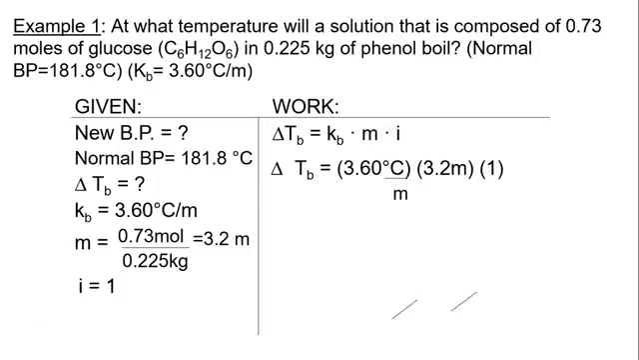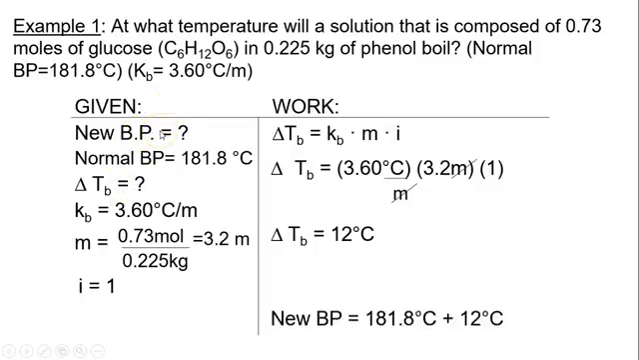And cancel out units that will cancel. So the molality cancels, and I get 12 degrees. Now, this is only one part of the answer that I need. So it's saying that it's going to change by 12 degrees Celsius. We want to know, what is that new boiling point? So I've got this part, just got to figure out the new boiling point.